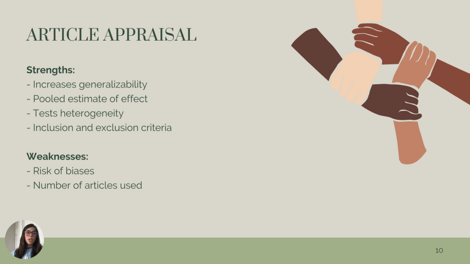And so my article appraisal, strengths. I said increases generalizability, pooled estimate of effect, and I had to look that up. A pooled estimate of effect gives you the weighted average of the intervention's effects in individual studies, if that makes sense. And then it tests, and here we go with this word, heterogeneity. We'll have to double check how that's pronounced. Anyway, and then inclusion and exclusion criteria, they were very specific with what articles they were using. So I think that was a strength.